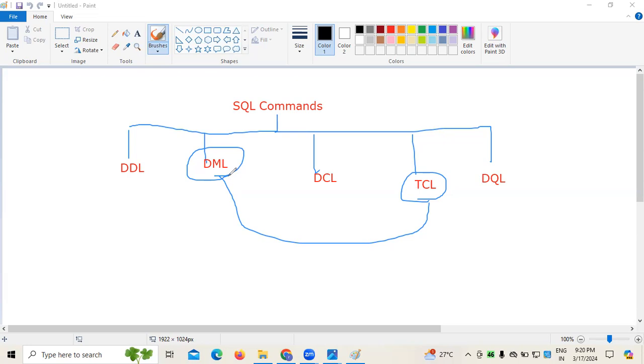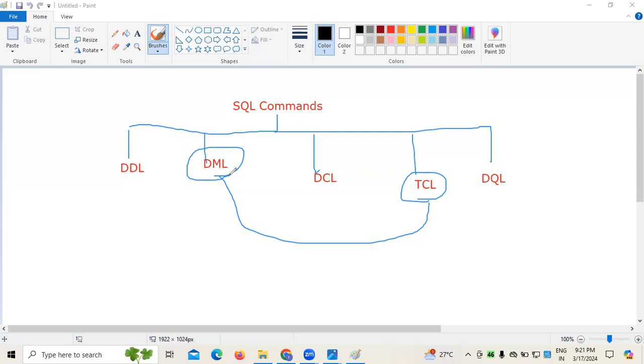There are additional commands which we normally use in TCL. The commands are as follows. One is commit. The second one is called rollback. The third one is called savepoint.